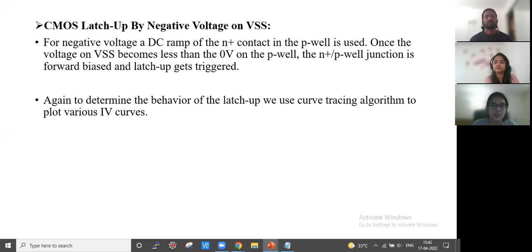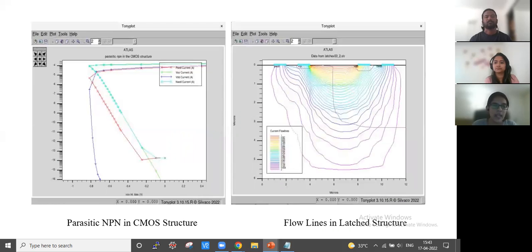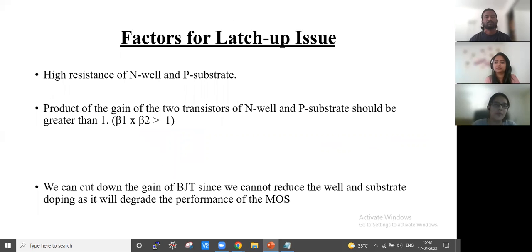Again, in this we use the curve tracing algorithm to trace out various IV curves. We can actually see the CMOS structure and the I versus V curve that we have plotted from Atlas, and we can see the parasitic NPN in the CMOS structure and various patterns of the flow lines that are there in the latch structure. Next, we'll discuss the factors for the latch-up issue.